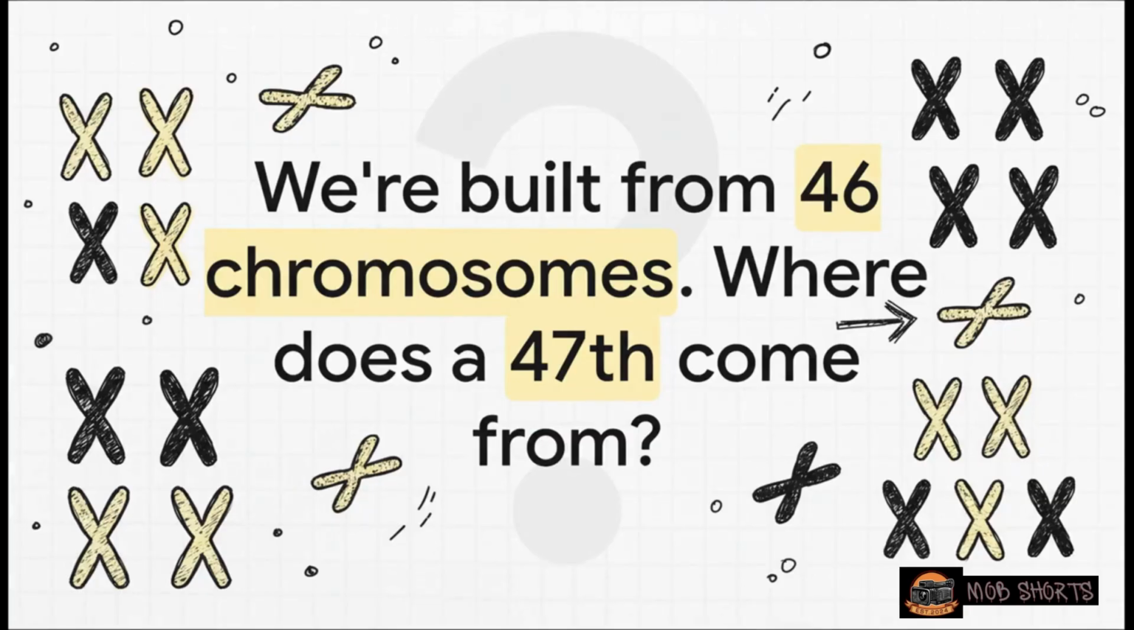All right, let's just jump right in with the central question. Our genetic blueprint, as we all know, is written across 46 chromosomes, all neatly arranged in 23 pairs. I mean, that number basically defines our species. So how in the world is it even possible for someone to end up with 47?